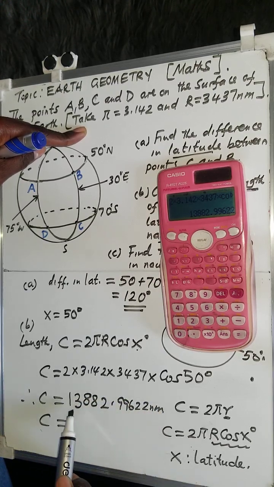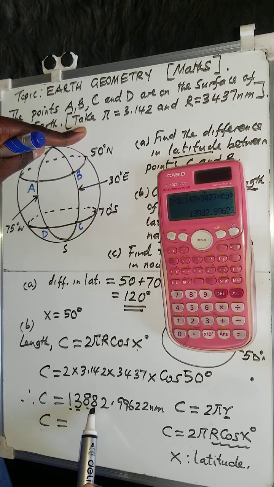But of course you can round it off to maybe 3 significant figures. So count 1, 2, 3. Look at the number that follows. It's a 9.